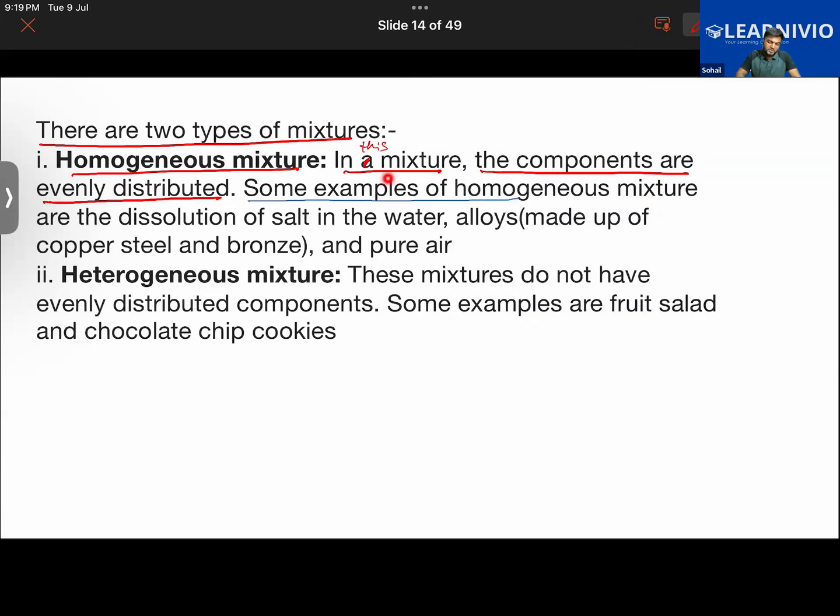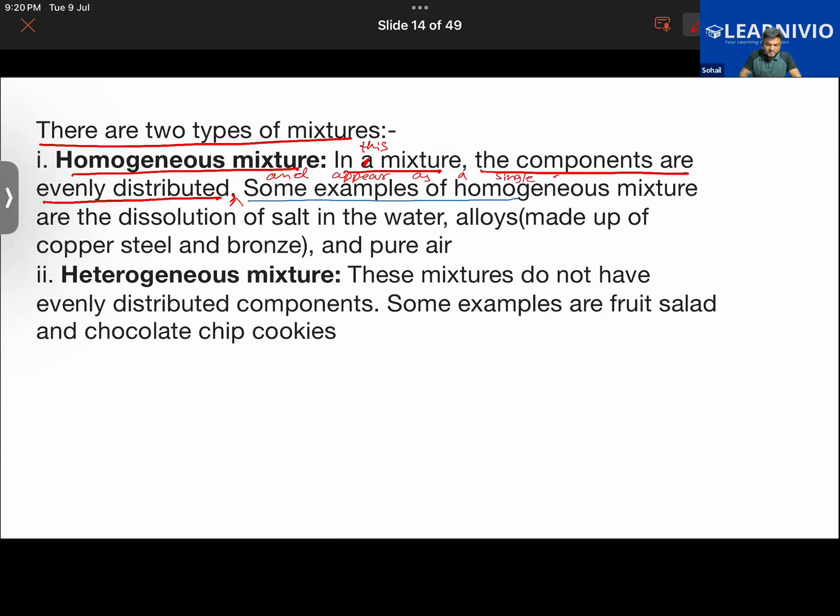In this mixture, the components are evenly distributed. And after this, now you'll write down this: evenly distributed, and put a comma and write, and appear as a single substance.